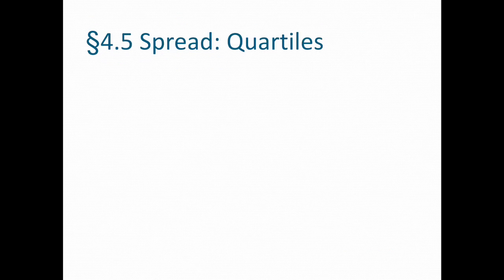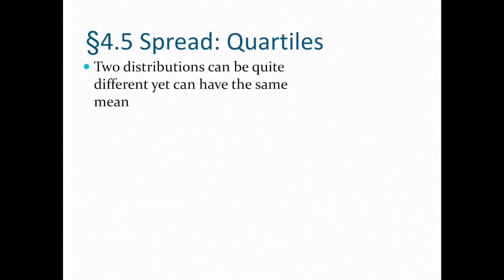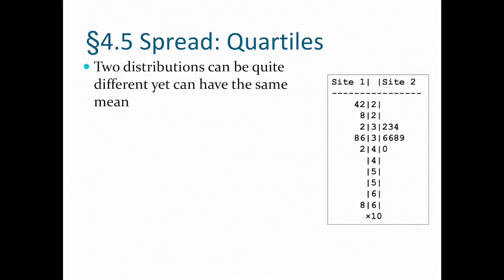So spread. Specifically, we're going to be talking about quartiles now. So we have two distributions that can be quite different yet have the same mean. And here we have an example of two sites, site 1 and site 2. And you'll see that there is a stem plot here, and it's a side-by-side stem plot where we have our multiplier of times 10. So we have values of 22, 24, 28, and then on this side we have 32, 33, 34, just to show you how that works in a review of it.